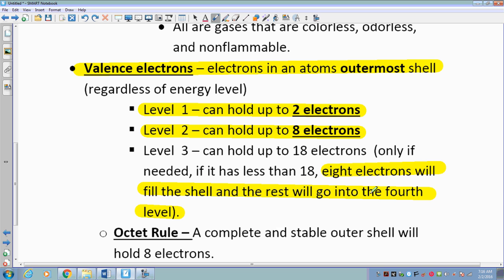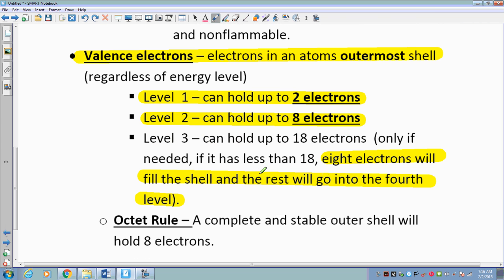Because actually, I don't really know a good way to describe this without going too in depth. But level 3 can hold up to 18, but if it doesn't have 18 electrons remaining, then it'll fill with 8 before it goes into the, well, I think it's the d orbital, whatever. And then the 4th will start to fill up, because actually there's parts of the 4th that have less energy than parts of the 3rd. So it's just, once again, it gets kind of complicated, and I don't really want to mess with it.